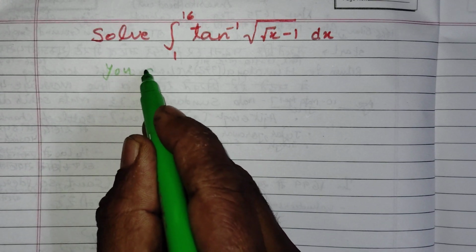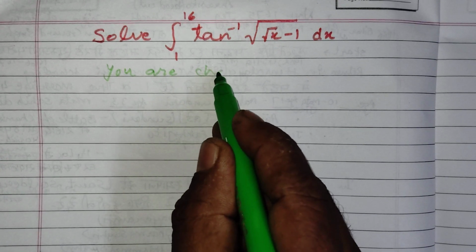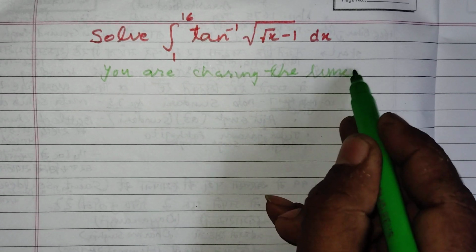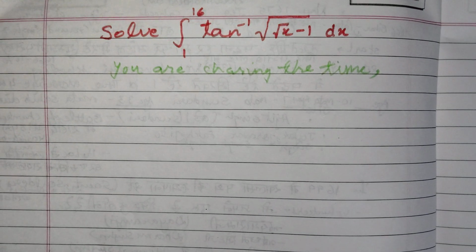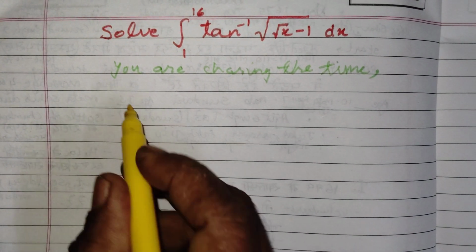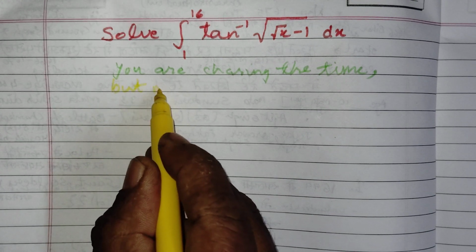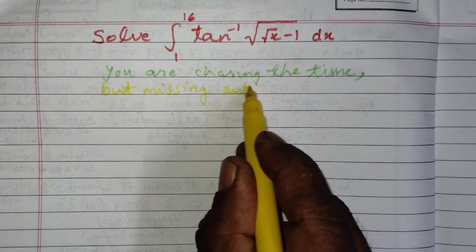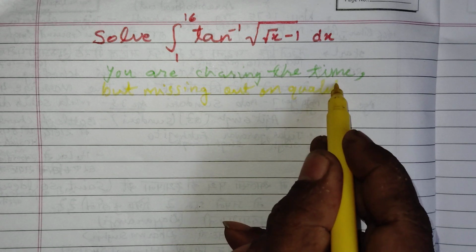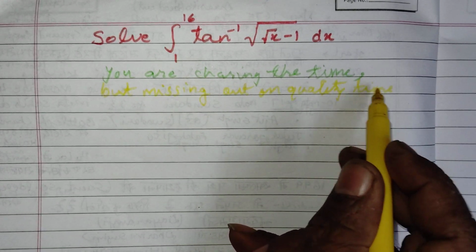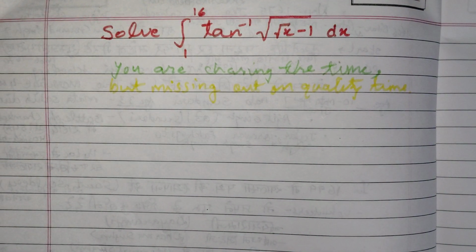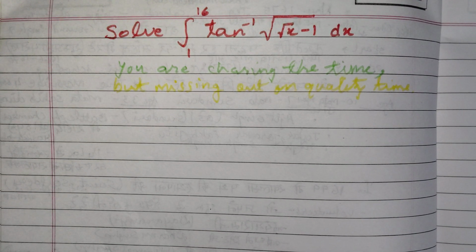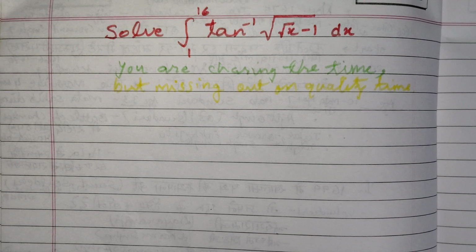The thought is: you are chasing the time, but missing out on quality time. You are chasing the time, but missing out on quality time. It means our day should go in a good way so that we can show our quality education.